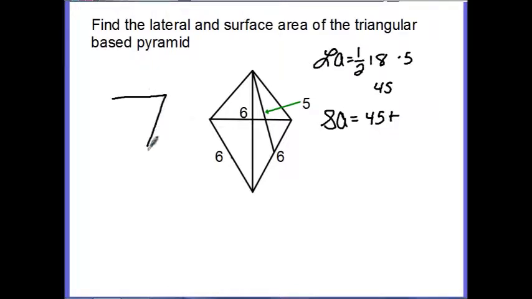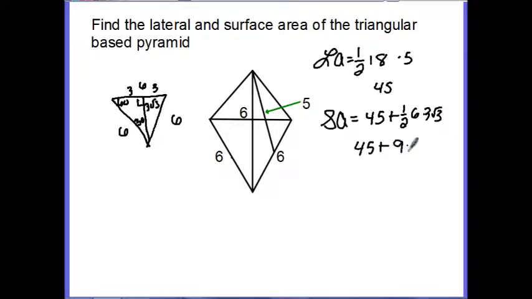Let's take that base and let's draw it out. It's equilateral, therefore it's equiangular. So I need to find out what my height is. So we're going to create a 30, 60, 90, which splits my base into 3 and 3. Across from my 30 is 3, across from my 60 is 3 root 3. Area of that triangular base: 1/2 my full base, which is 6, times my height, 3 root 3. Half of 6 is 3, times 3 root 3 is 9 root 3. That gives me a surface area of 45 plus 9 root 3.